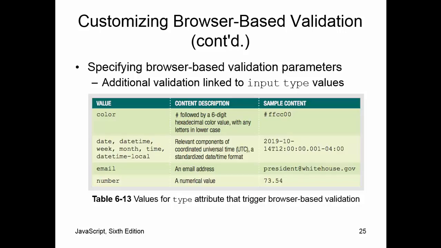Table 613, which you see here and is also on page 395 on the top of the page in the book, shows some values for type attributes that trigger browser-based validation. So if you put a color in there, you have to put it in the correct format. And if you have relevant time components and date components, they must be put in the correct format. An email address must be formatted correctly, and a number must actually be a numerical value.